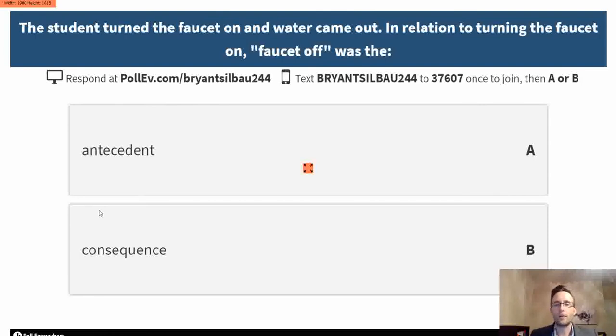The student turned the faucet on and water came out. In relation to turning the faucet on, faucet off was A, the antecedent, or B, the consequence. Now for this presentation, Poll Everywhere won't work, so go ahead and write down your answer. This is ASR number 1. And then later you're going to transfer your ASR answers into the test for this learn module. Alright, I'll give you a couple more seconds.